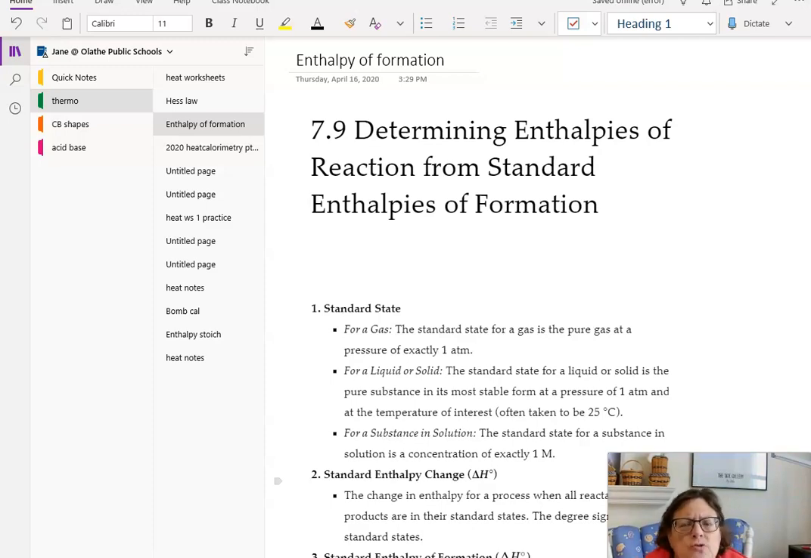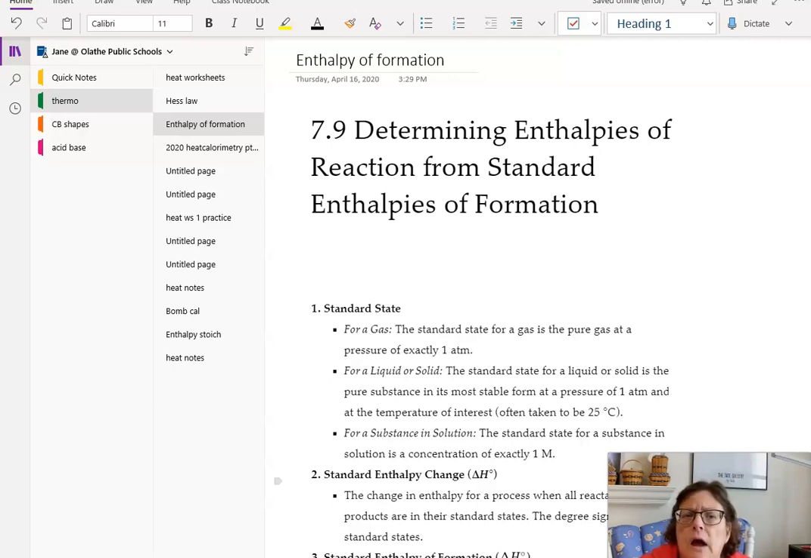So, for our thermochemistry, we have covered heat. We have covered heat being transferred. We have talked about, we defined enthalpy, which is the total amount of energy in a system, and we can calculate the change in enthalpy.